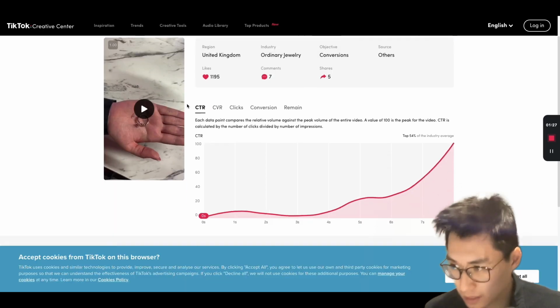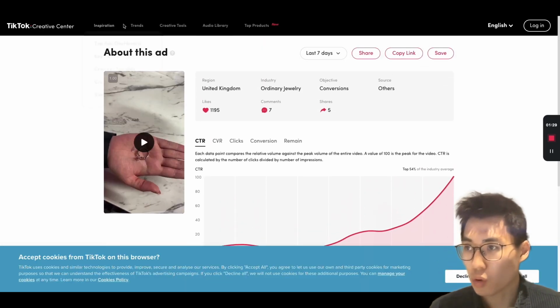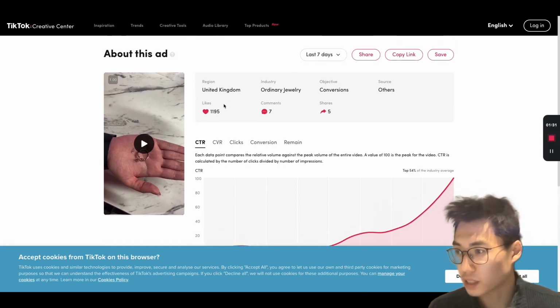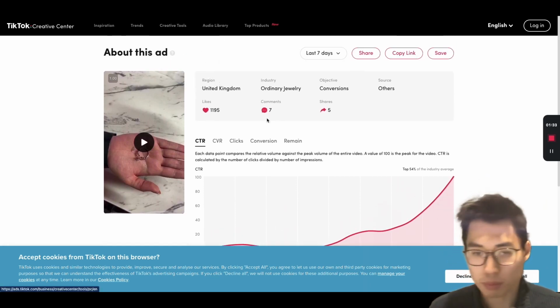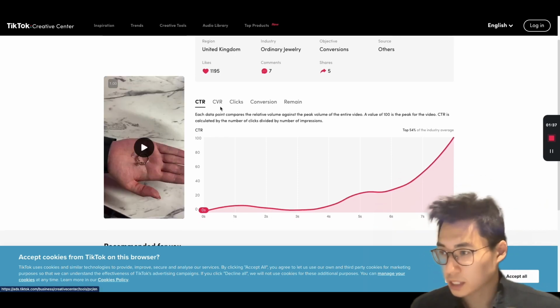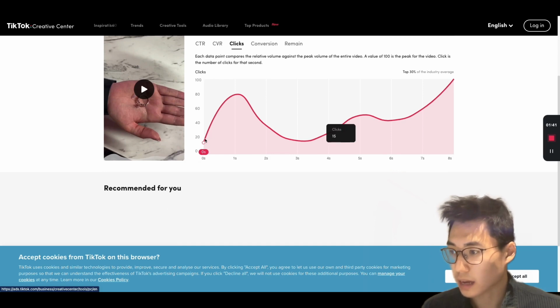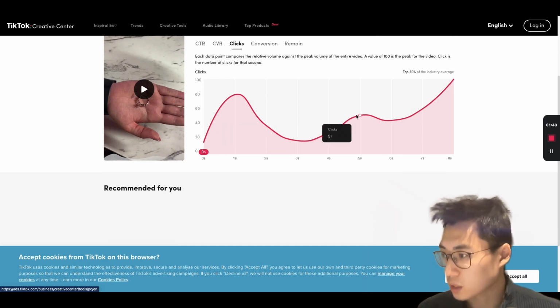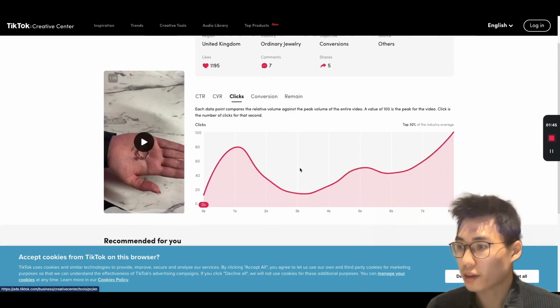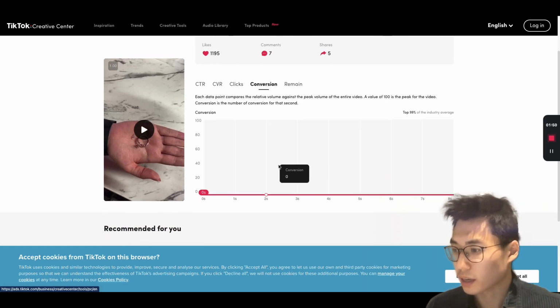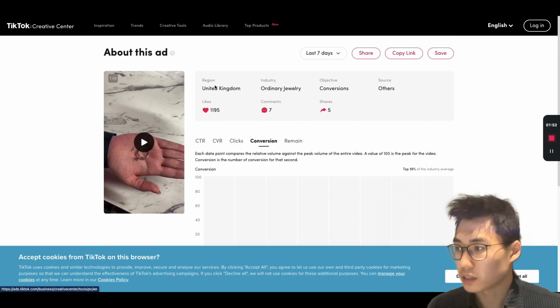TikTok have a fantastic way of being able to view this. If you go into their TikTok Creative Center and find some ads, and I've got a separate video showing you how to do this, you can see what's happening at each point of the videos. You can see the clicks at first second, 2 seconds, 3 seconds, 4 seconds, 5 seconds, 6 seconds. You can see where the clicks are happening and at what rate. You can see at what point they're converting as well, and it gives you really good visibility as to what's happening.